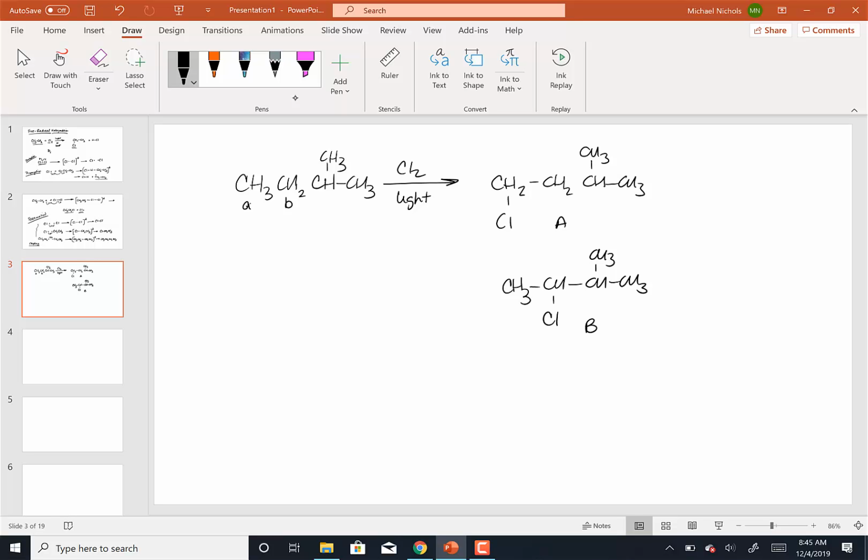And then I could replace the CH on the tertiary carbon, and I could get product C. And I'm not done yet, because then I could replace one of the hydrogens off of the CH3 group, the other CH3 group, and I could get product B or D.